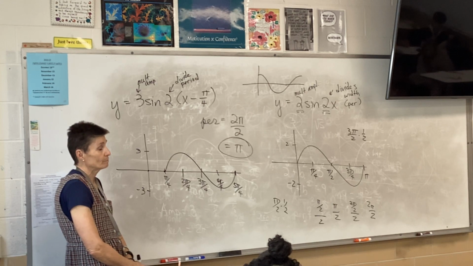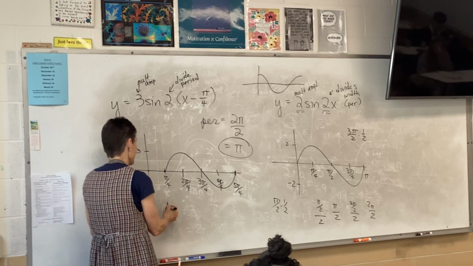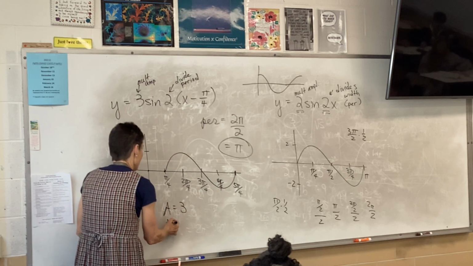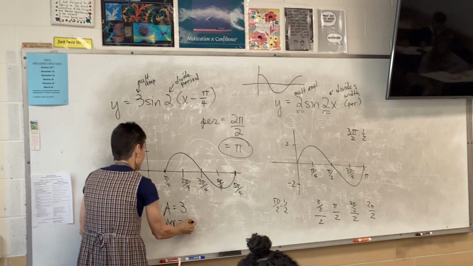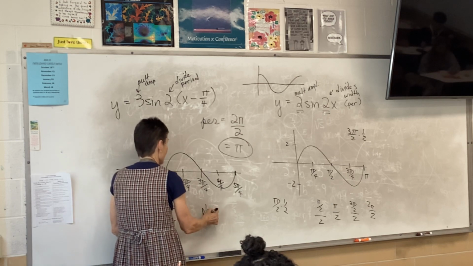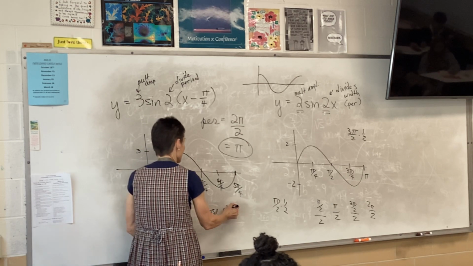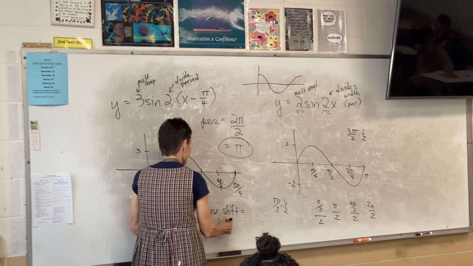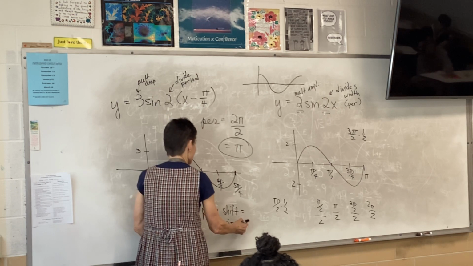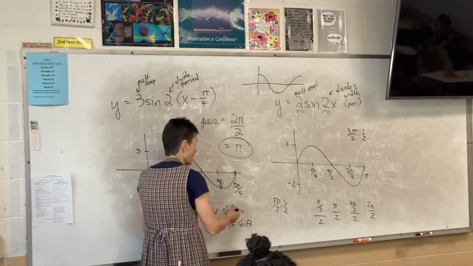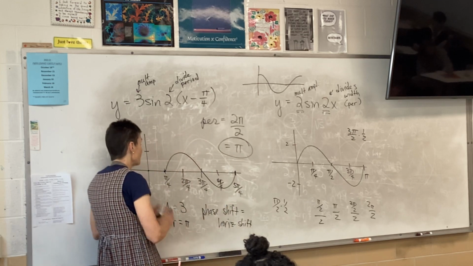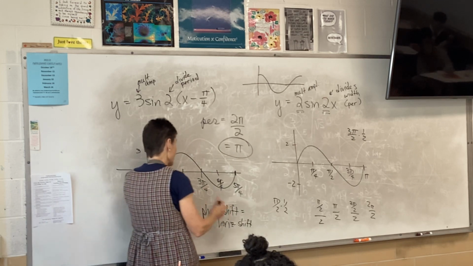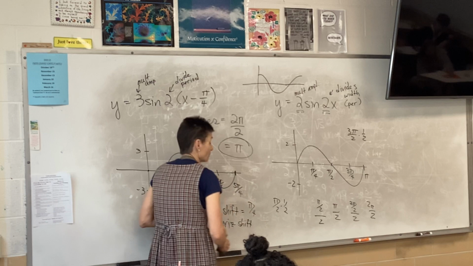Wow. Amplitude's 3. Period is pi. And what we call the phase shift, or the horizontal shift, you can use either word, I don't care. In trigonometry, we normally call it phase shift, but it is a horizontal shift, is pi over 4, positive pi over 4.